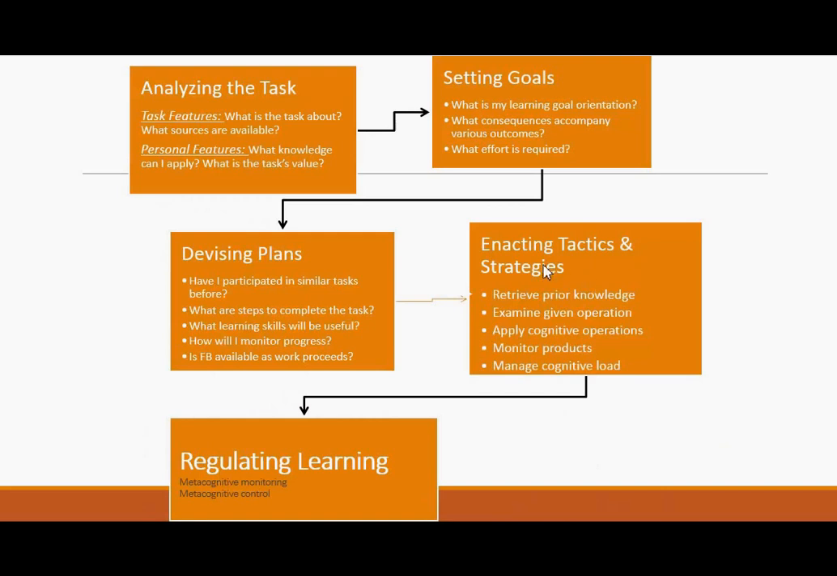Then we put those strategies and tactics into action, retrieve our prior knowledge, we think back and we use it. Examine our given operation. We apply our cognitive operations, any knowledge we have. We monitor our outcomes, keep track of it. I'm doing well, look at that. And we make sure that we don't overwhelm ourselves. That's managing our cognitive load. Finally, we have regulated learning, where we can think about our own process, metacognitive monitoring, our own process of learning, and then we can change how we did it. If we did start to feel overwhelmed, we might choose a different tactic in the future.